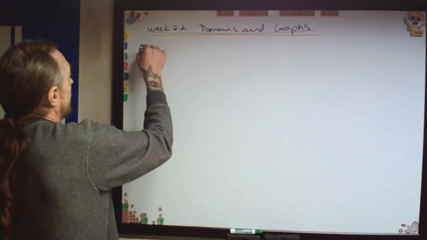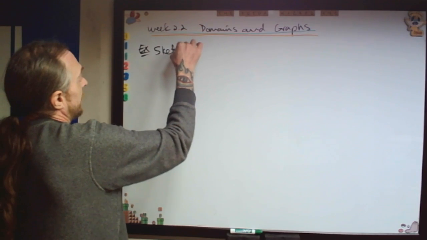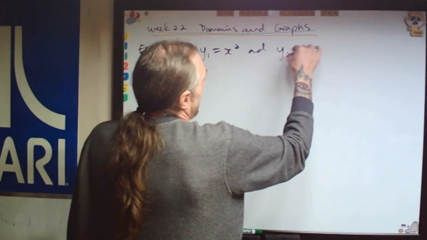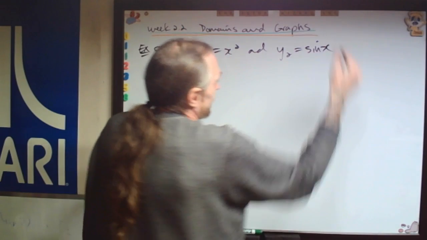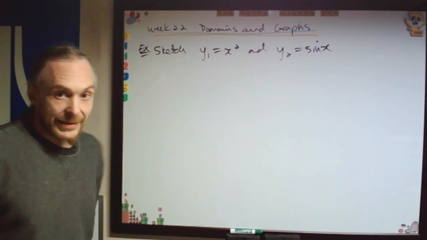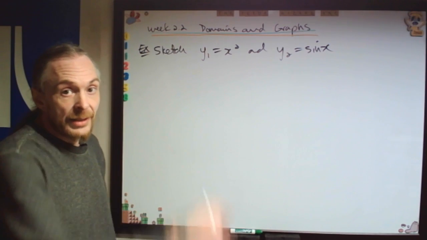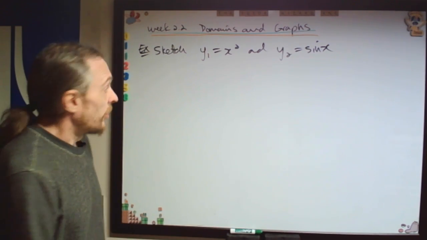So example, sketch y1, which is x squared, and y2, which is sine x. If you don't remember what sine x is, I'm going to cheat a little bit and use some trigonometric values and the unit circle to compute these things, but I'm going to plot points. Solution.